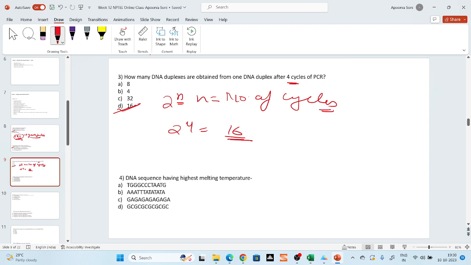Then the next question is, the DNA sequence having the highest melting temperature is, so which amongst the following has the highest melting temperature from here?